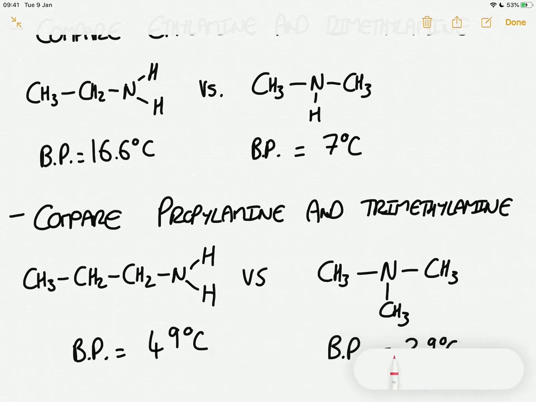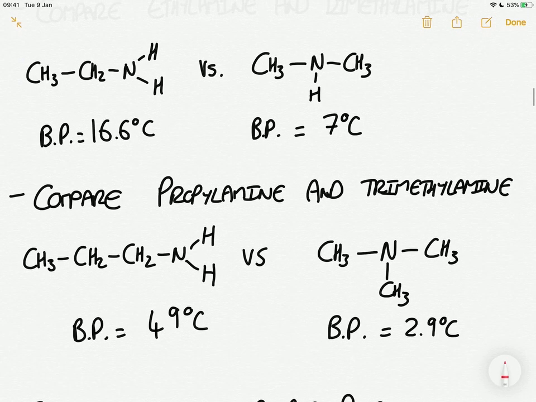So there's a significant difference between these next two. Our next comparison is propylamine and trimethylamine. I should also point out, yet again, these two things are isomers of one another. They have the same molecular formula, they're structural isomers, okay? The boiling points are quite significantly different this time. Propylamine is 49 degrees C and trimethylamine boils at 2.9.